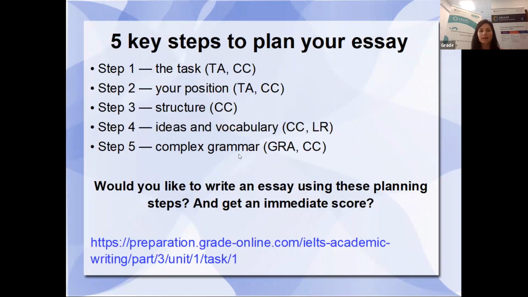And once again, let's summarize. These are our 5 steps. And we can see that they address all 4 criteria for assessing IELTS essays: task achievement, coherence and cohesion, lexical resource, grammatical range and accuracy. And my question to you now is, would you like to write an essay using these planning steps and get an immediate score? Type yes if you're interested.